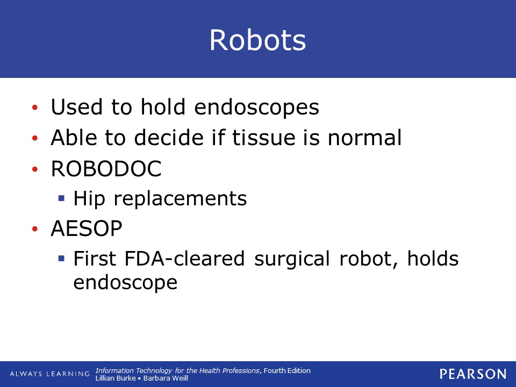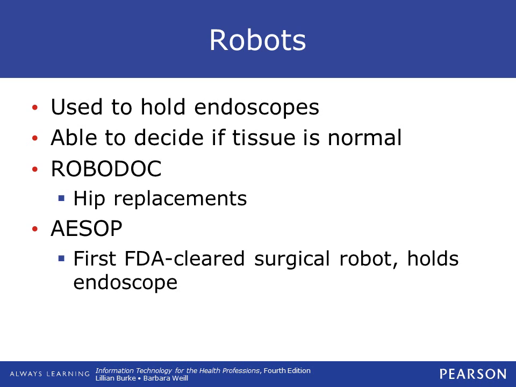So basically one of the things it talks about is robots. The purpose of the robots is to hold the endoscopes. The endoscopes are the things that are placed inside different body parts. So let's say a doctor has to use an endoscope to do laser surgery on a person having fat removed from the stomach. The purpose of the robot would be to hold that endoscope there so the doctor can see what he needs to do. He's much better able to decide if the tissue is normal or abnormal.